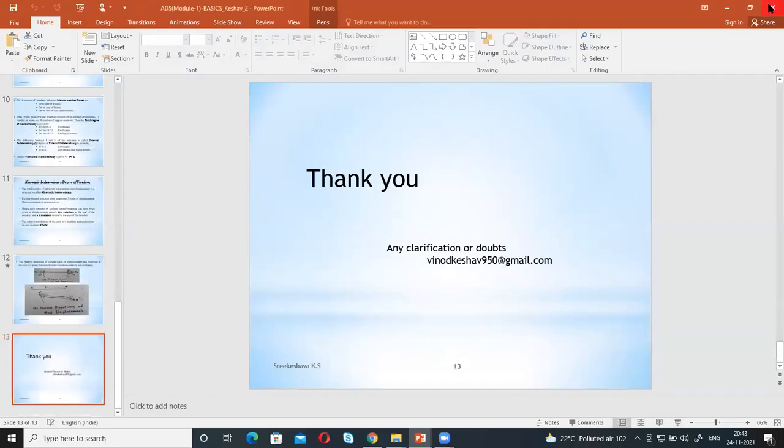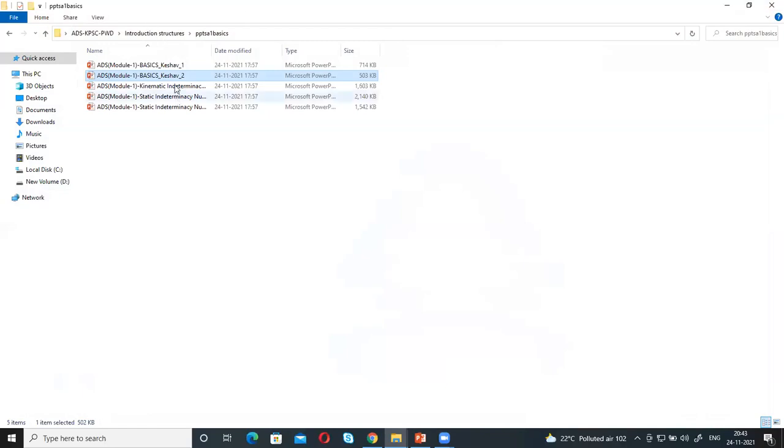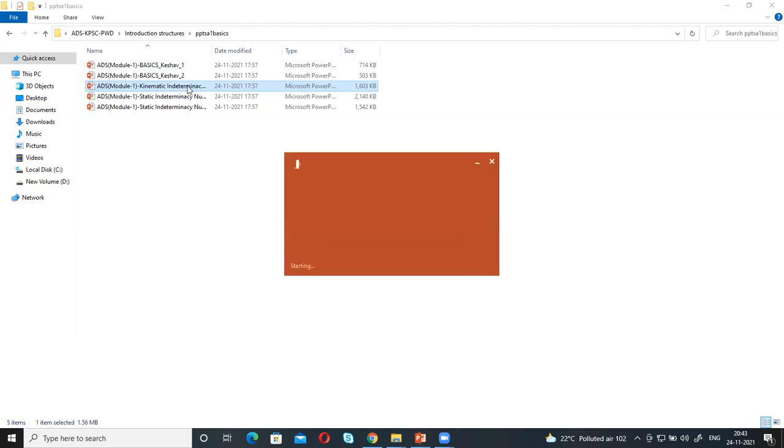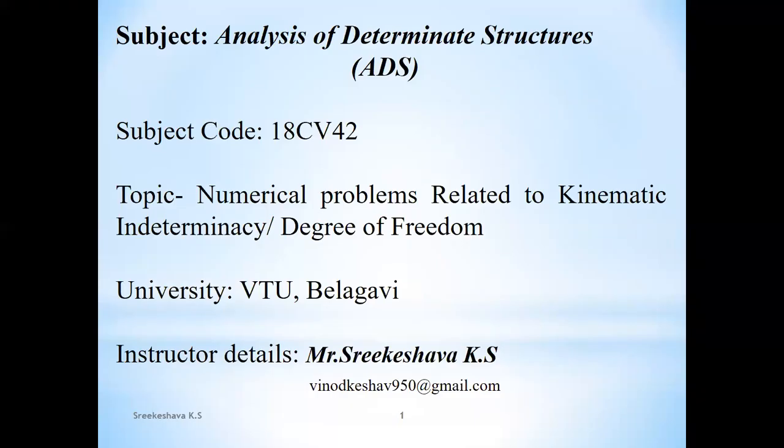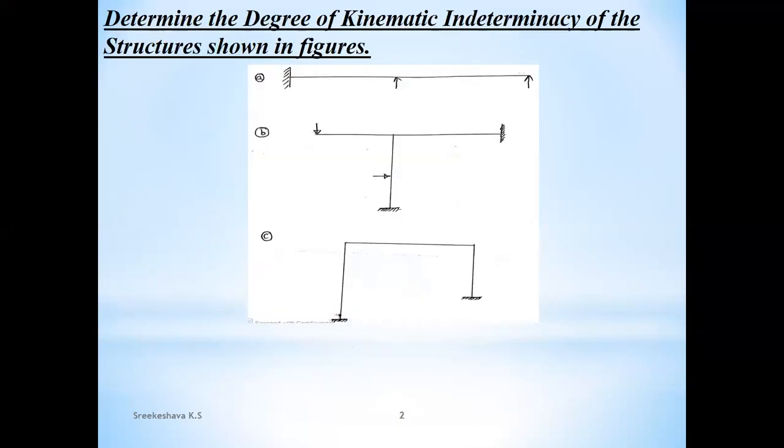In next slide, I'm giving a few problems. If you see, so we will not solve using the formula, sir; that can be done later. Here I have given problems. See, determine the degree of kinematic indeterminacy of the structure shown in figure.